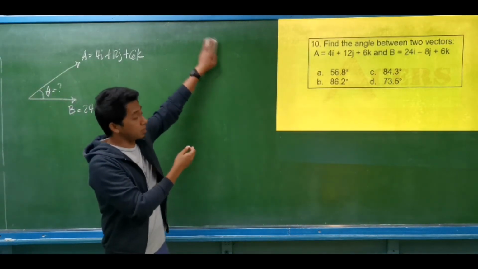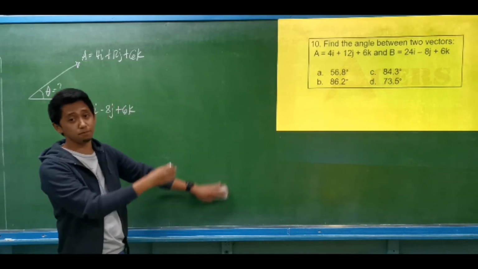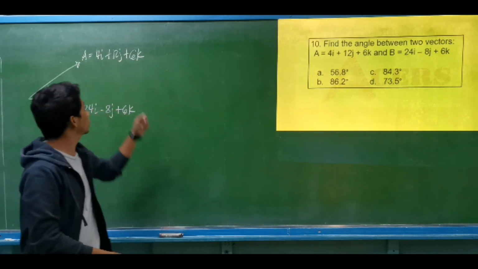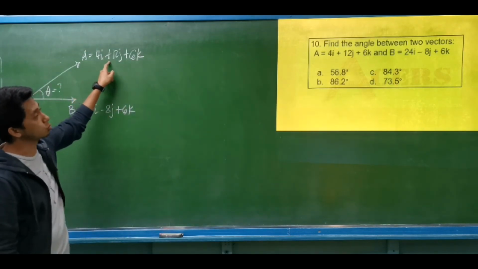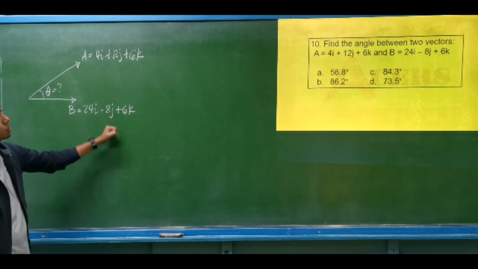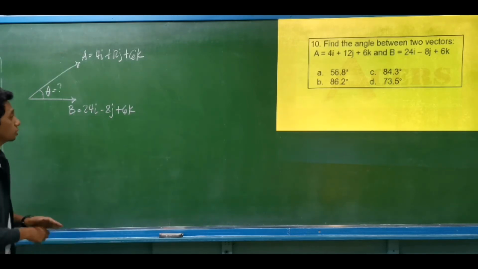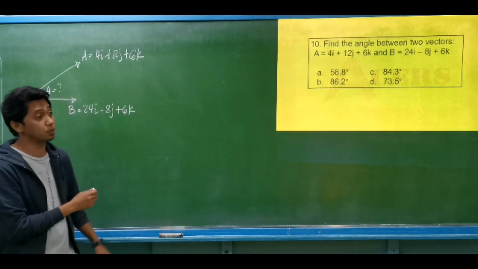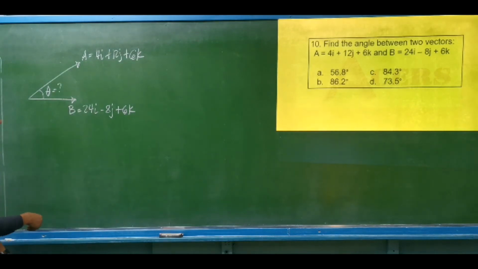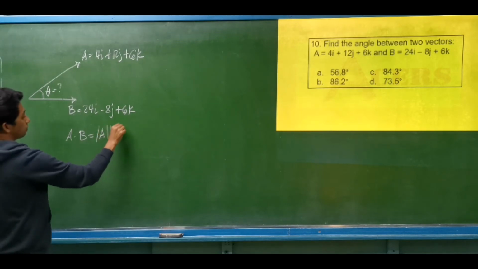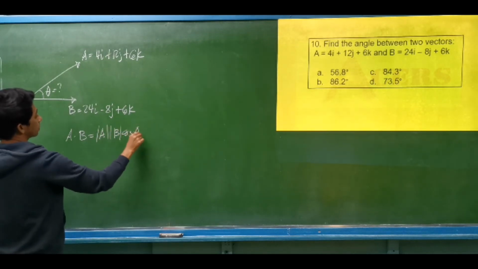Let's have this one. This is a past board exam problem for vector. So find the angle between two vectors. Let's say we have vector A with the elements 4i plus 12j plus 6k, and vector B with the elements 24i minus 8j plus 6k. The most convenient procedure to use for the computation of the angle between two vectors is the dot product. We have A dot B is equal to the absolute value of vector A multiplied by the absolute value of vector B cosine of theta.